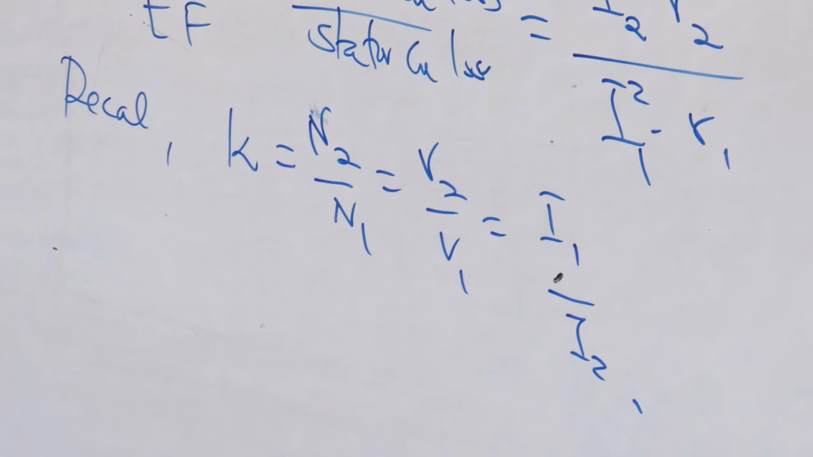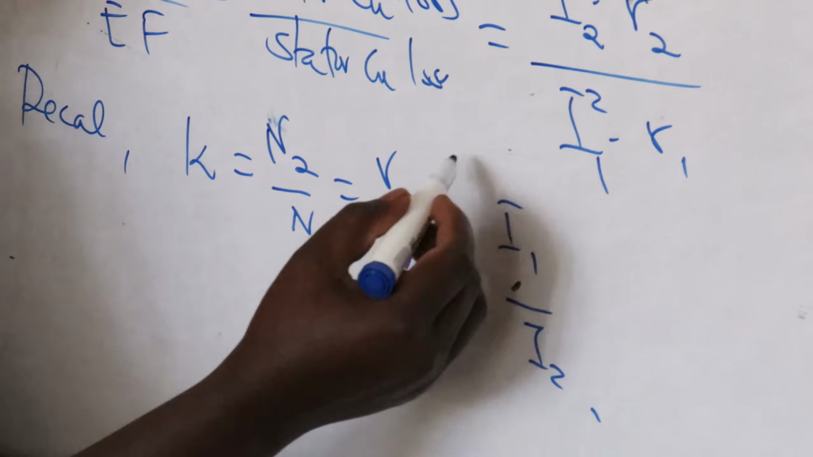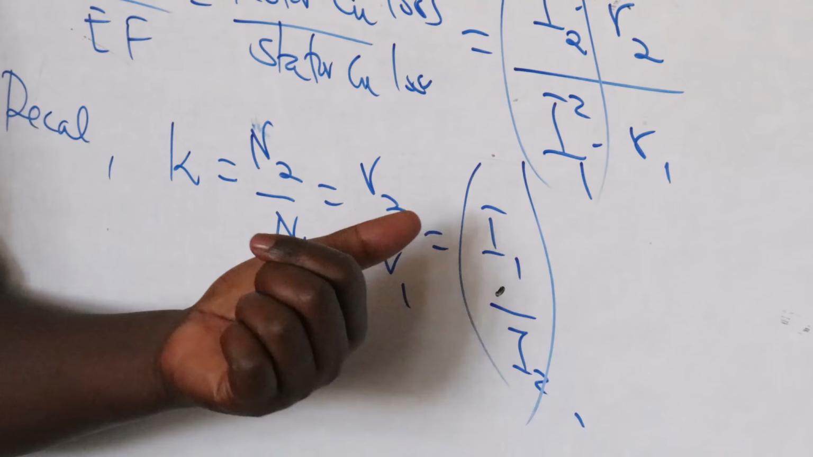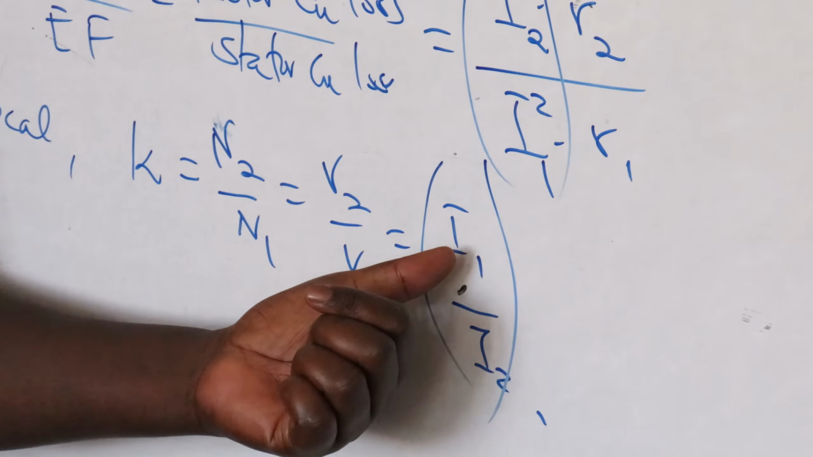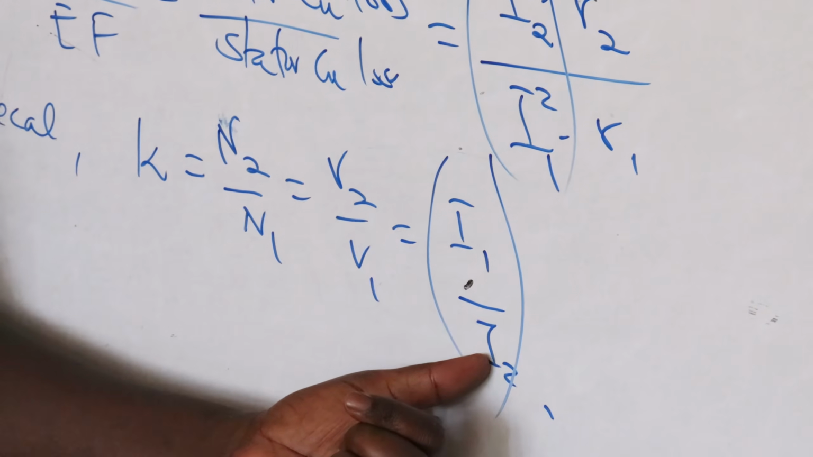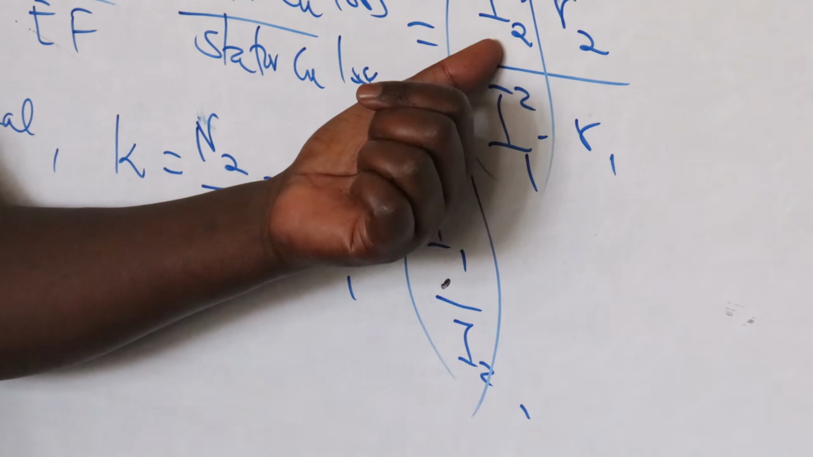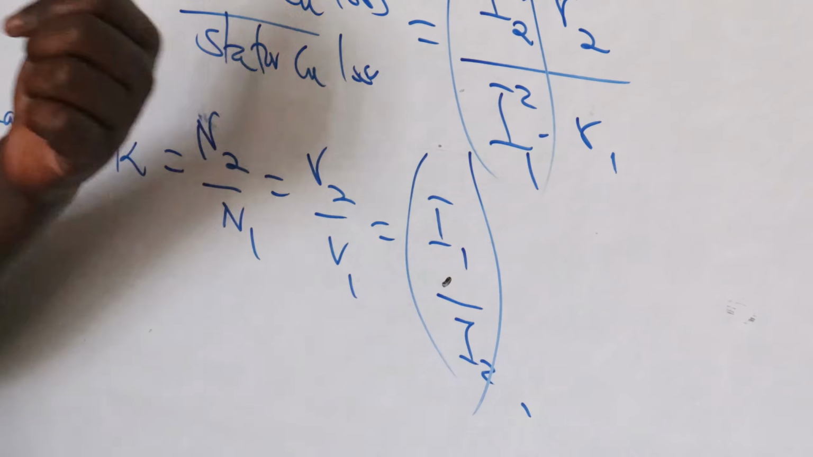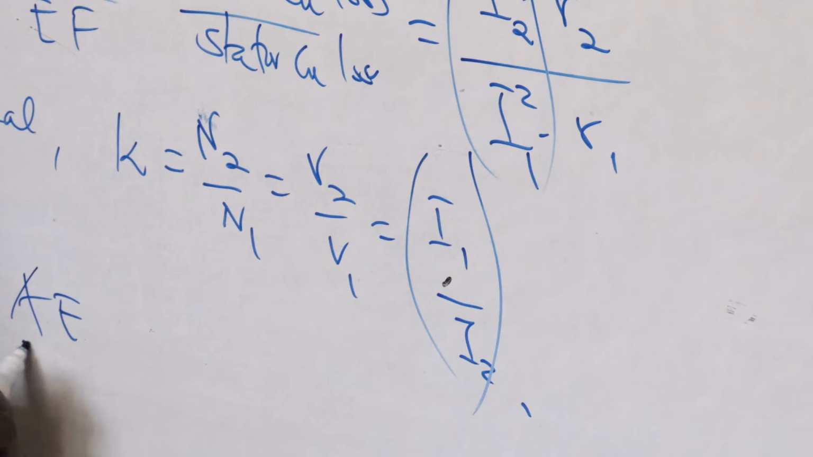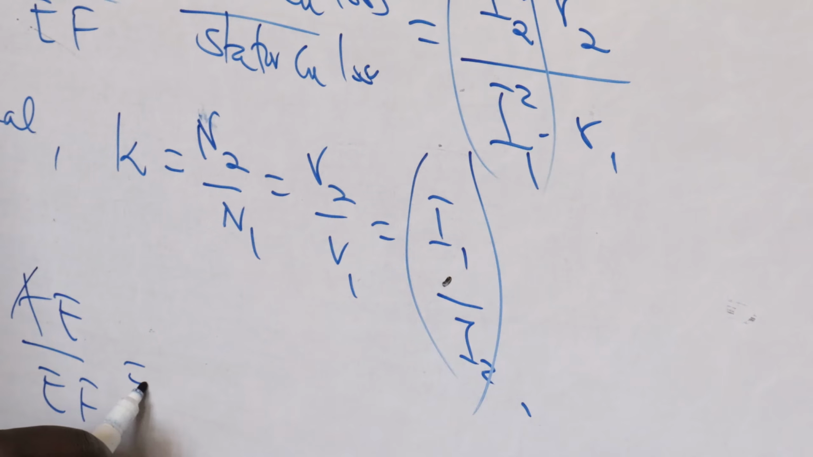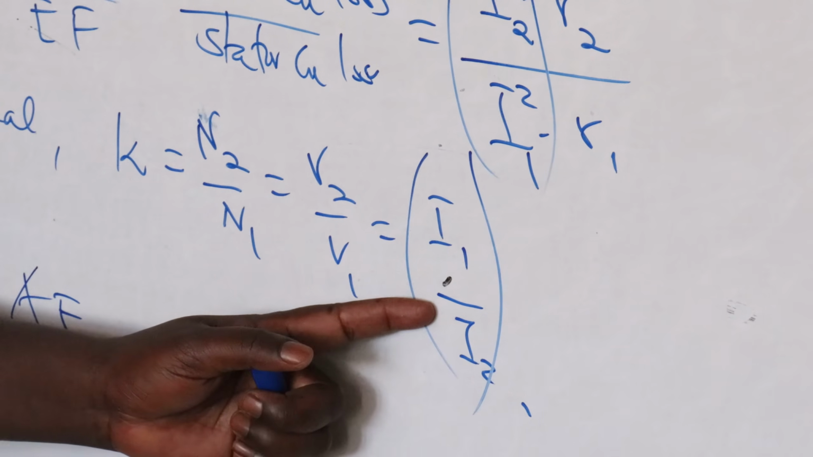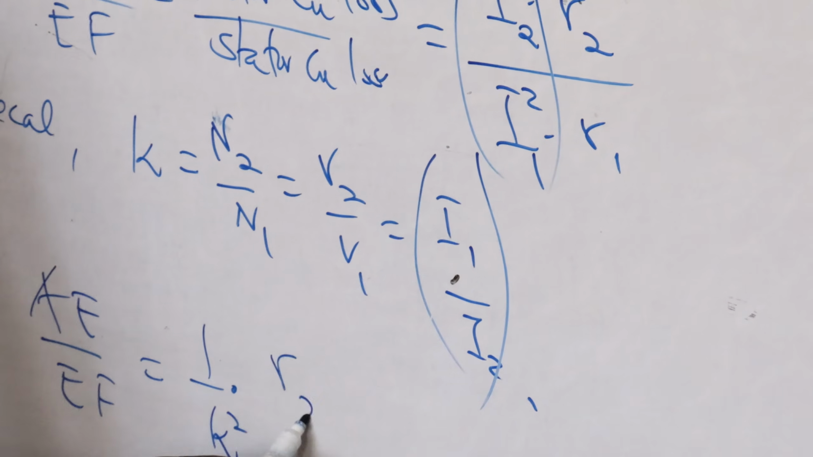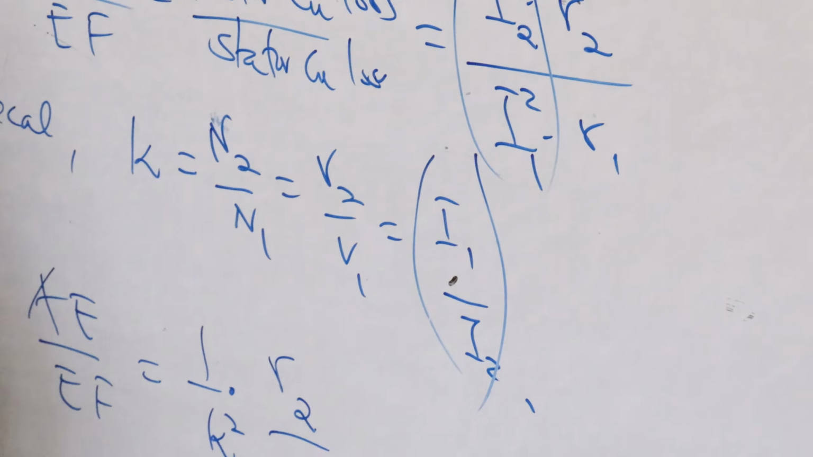If you look at this element and this element, don't you see some similarity? Over K. So what will be the K here? This K is I1 over I2. Here we have I2 squared over I1. And therefore we can say A to E over E to EF is equal to 1 over K squared. This is an inversion, right? R2 over R1.